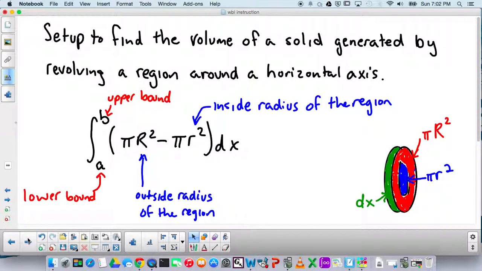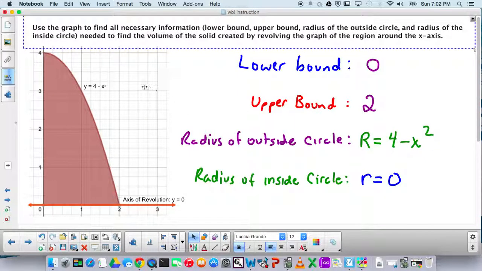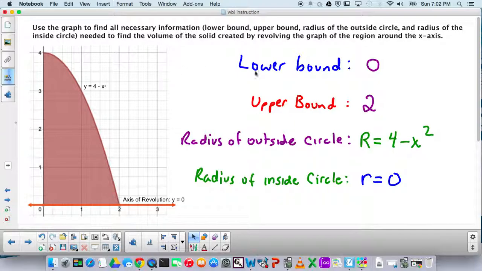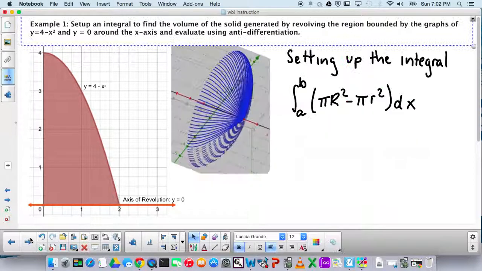So let's take a look at our example from before. The region is enclosed by y equals 4 minus x squared and y equals 0. We found earlier the lower bound was 0. We found that the upper bound was 2. We found that the radius of the outside circle was 4 minus x squared. And we found that the radius of the inside circle was 0, because the axis of revolution was attached to it. So now we're going to take that information and set up our integral.